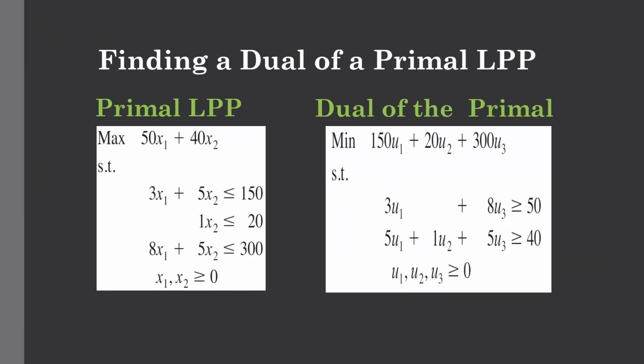In this slide, there is an example of finding a dual of a primal. The primal is given in a maximization form, and its dual is in minimization form. In the primal we have two variables and three constraints. These are the non-negativity constraints, whereas in the dual we have two constraints and three variables. In the next slide, I'll explain how we can find a dual from a primal.